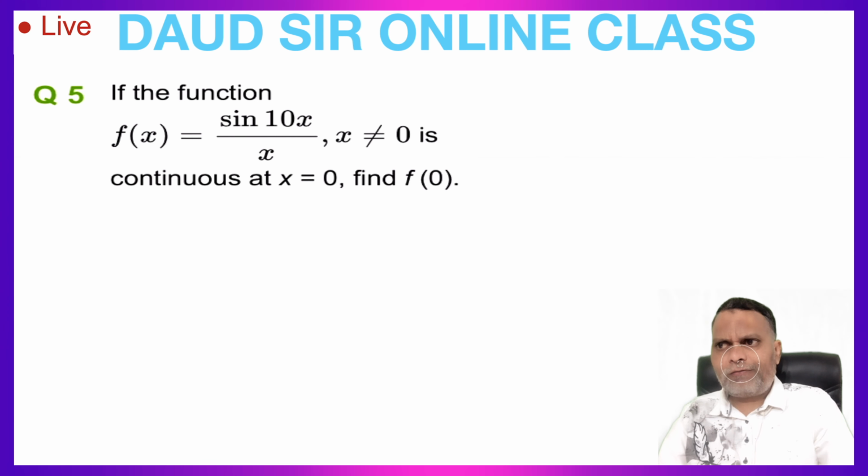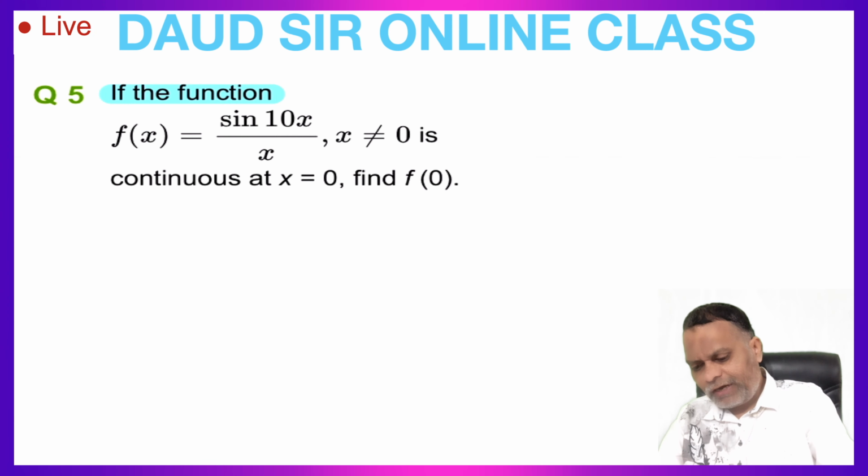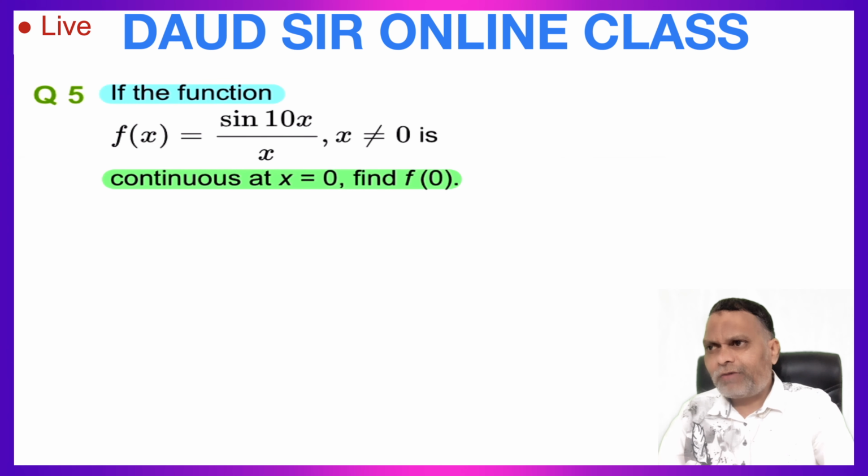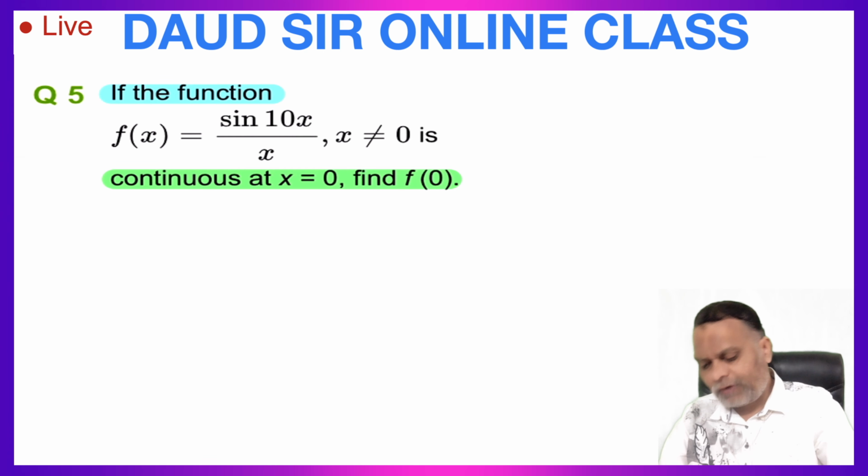Question number 5. If the function f of x is equal to sine 10x upon x, where x is not equal to 0, is continuous at x is equal to 0, find f of 0. Since this function is given continuous at x is equal to 0, we have to find out the value of f of 0.